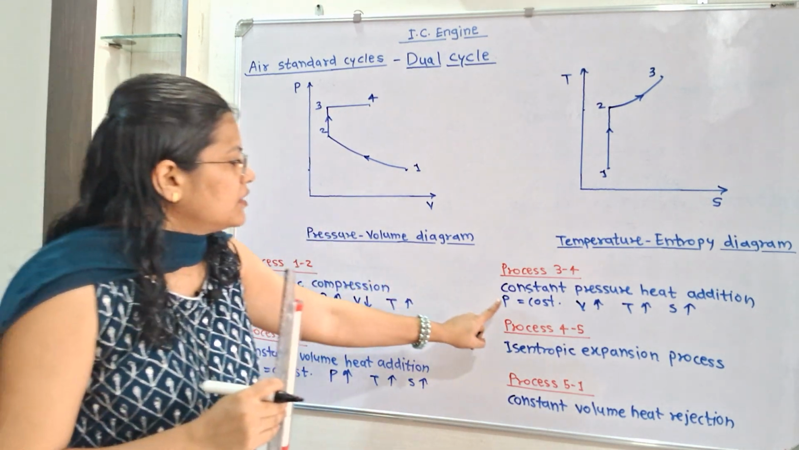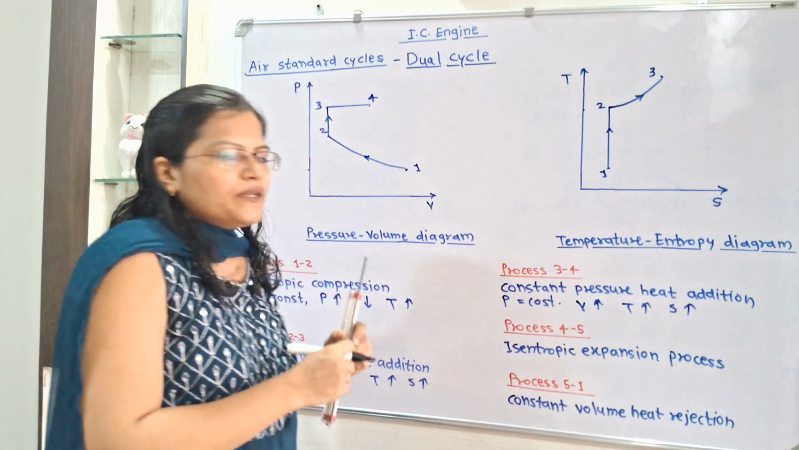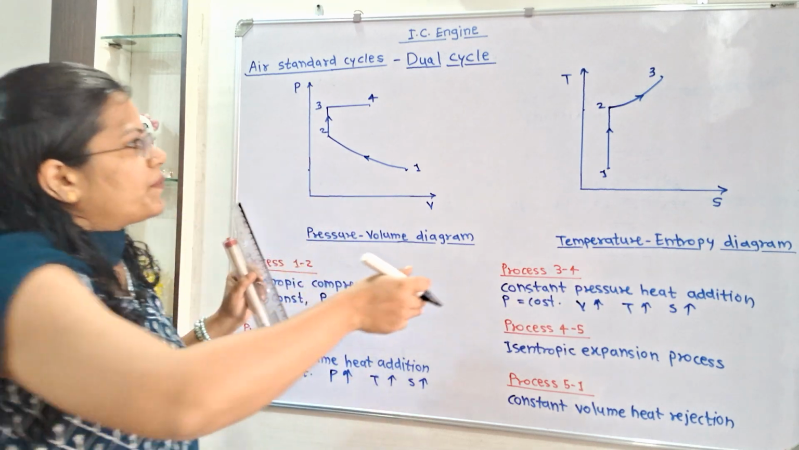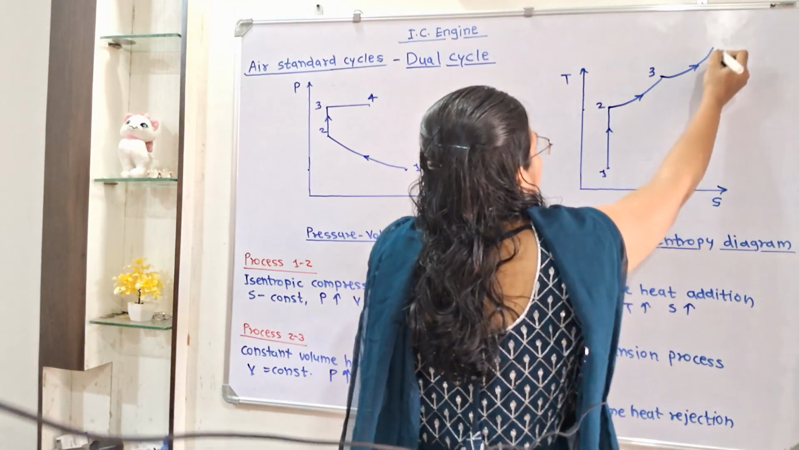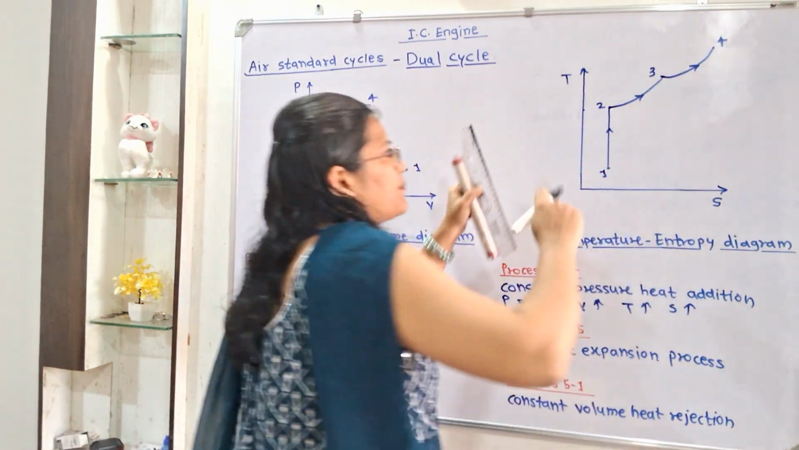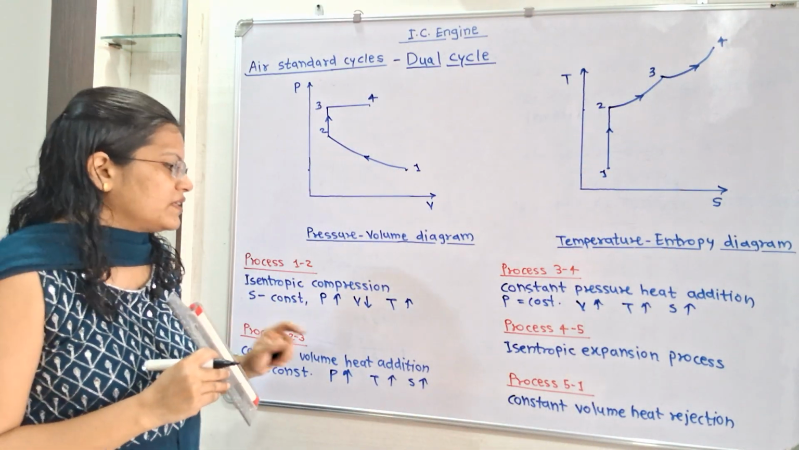Now what about the temperature-entropy diagram? Temperature increases, entropy also increases. So I will show this. So here is the point 4 where temperature increases and entropy also increases.